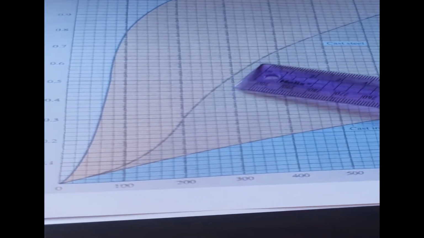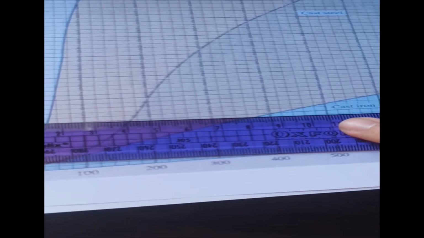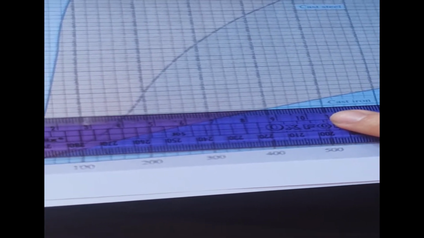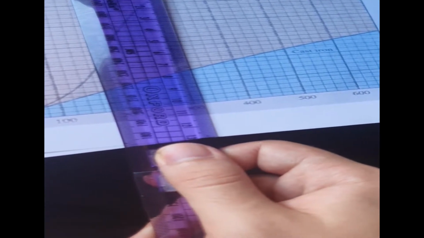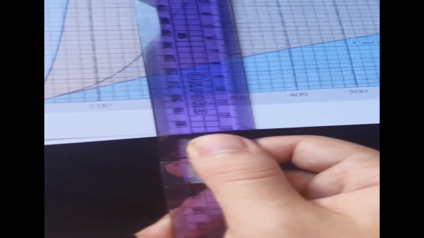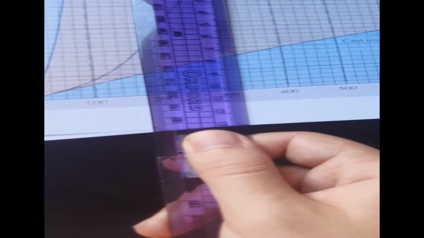So cast steel is this line over here. All we have to do is align them. Put it at the point of 0.2, at that point there, and then we just do this and we'll find the approximate value. Because each square is 20 in this one, I would say it's about 20, 40, 60, around 70, because it's around 3.5.